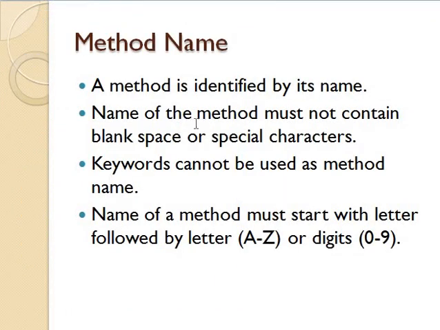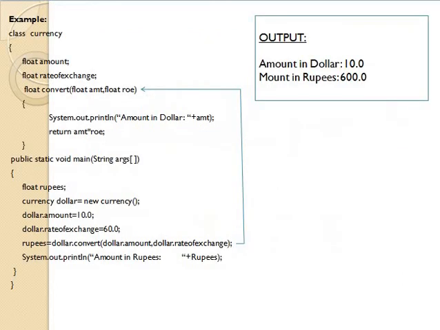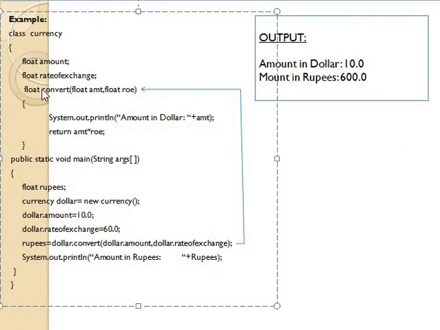Now the name of the method must not contain blank spaces or special characters. This means for this method called convert, if you try to put blank spaces in between the characters, then this is unacceptable in Java. Java does not allow putting blank spaces between the characters of a method name.